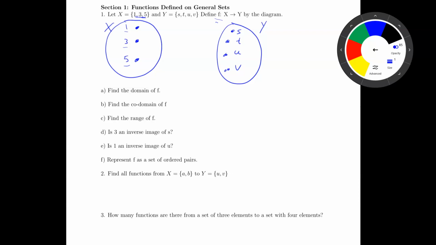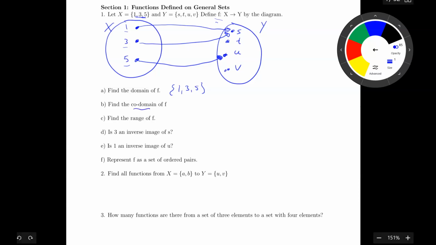Okay, so let me give you what the function is. I'm just going to tell you it so you don't have to figure it out, right? So 1 goes to S, 3 goes to S, and 5 goes to U. Okay, so that's defined for you. Okay, so what's the domain of this function? So the domain would be the set 1, 3, and 5. So what's the codomain? The codomain, we've done this in linear algebra, right, is everywhere you could go. And so what's the range? The range are the values that are hit. So it's just S and U.